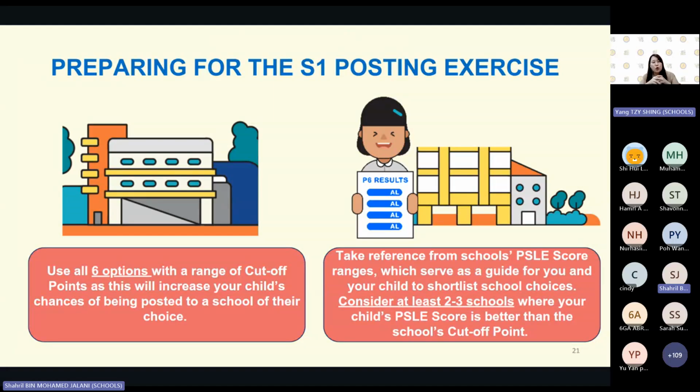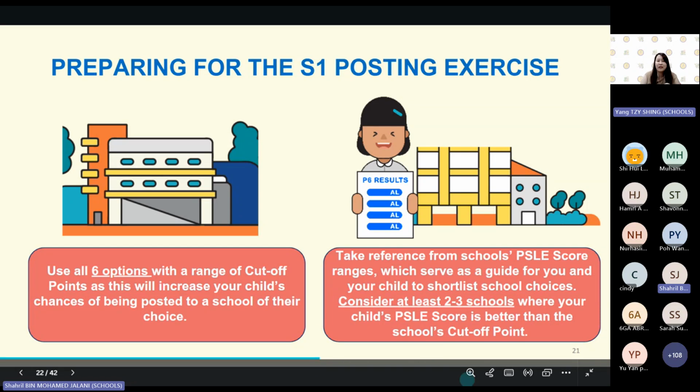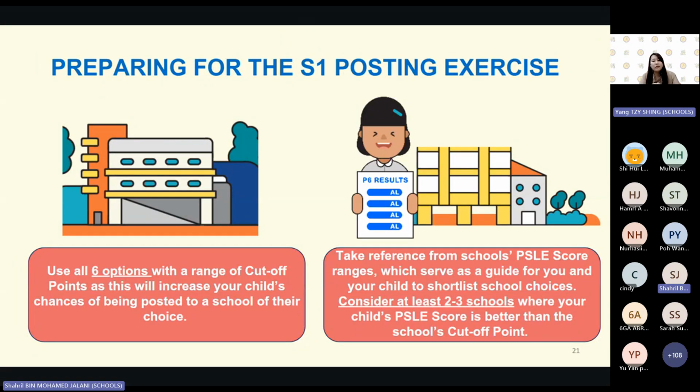When submitting school choices, you and your child should use all 6 options with a range of cut-off points. Consider at least 2 to 3 schools where your child's PSLE score is better than the school cut-off point. The PSLE score ranges serve only as a guide for you and your child to shortlist suitable secondary schools. Do note that the school PSLE score range may vary from year to year, since they depend on each cohort's performance and the school choice patterns.